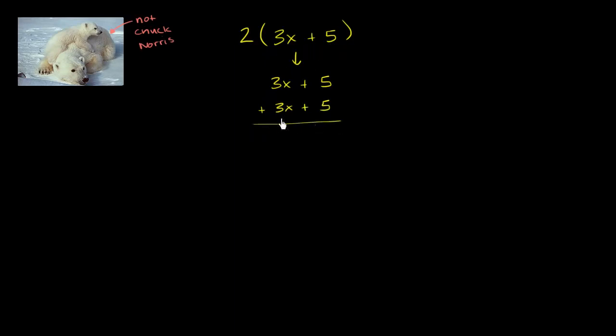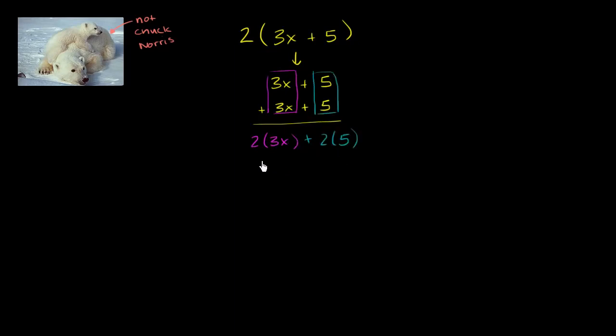Well, this is the same thing as, if we just look at it right over here, we have now 2 3x's. So we could write it as 2 times 3x plus we have 2 5s. So plus 2 times 5.